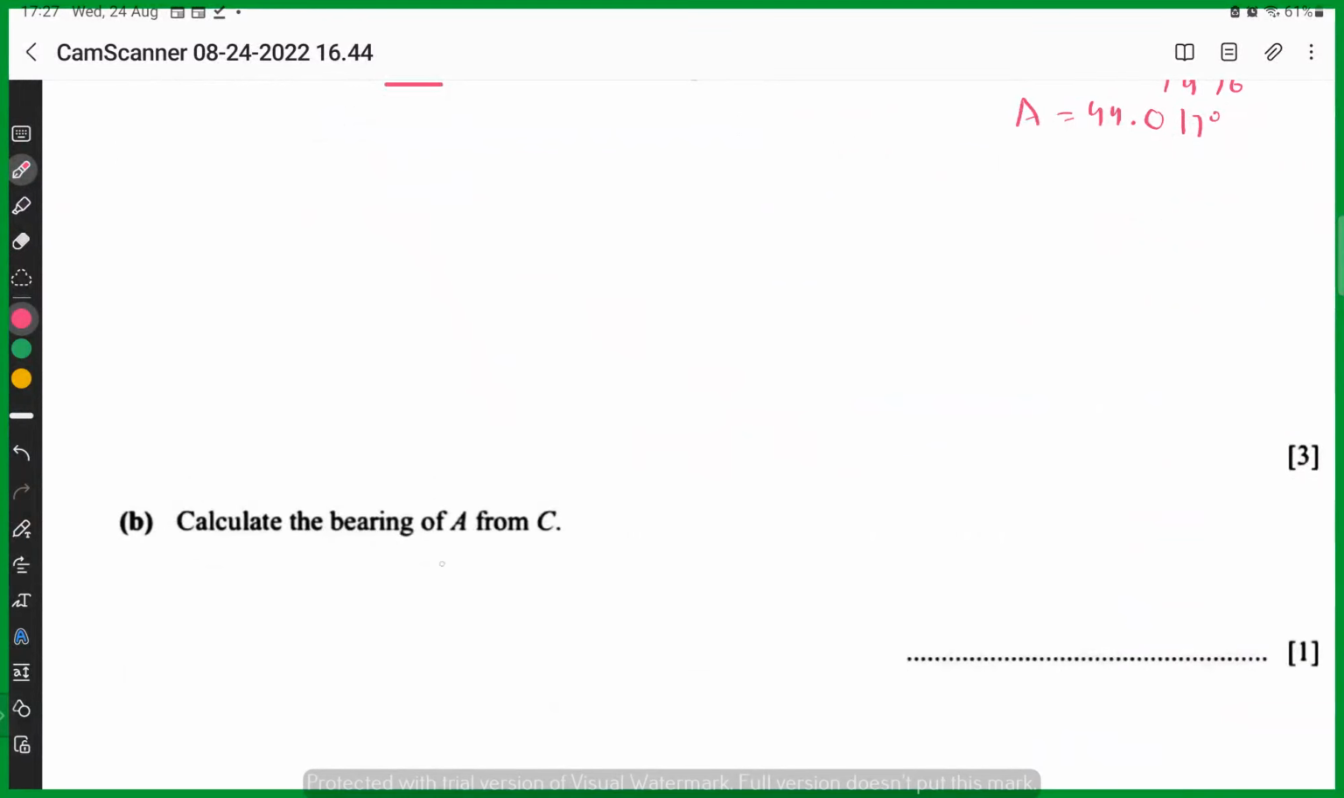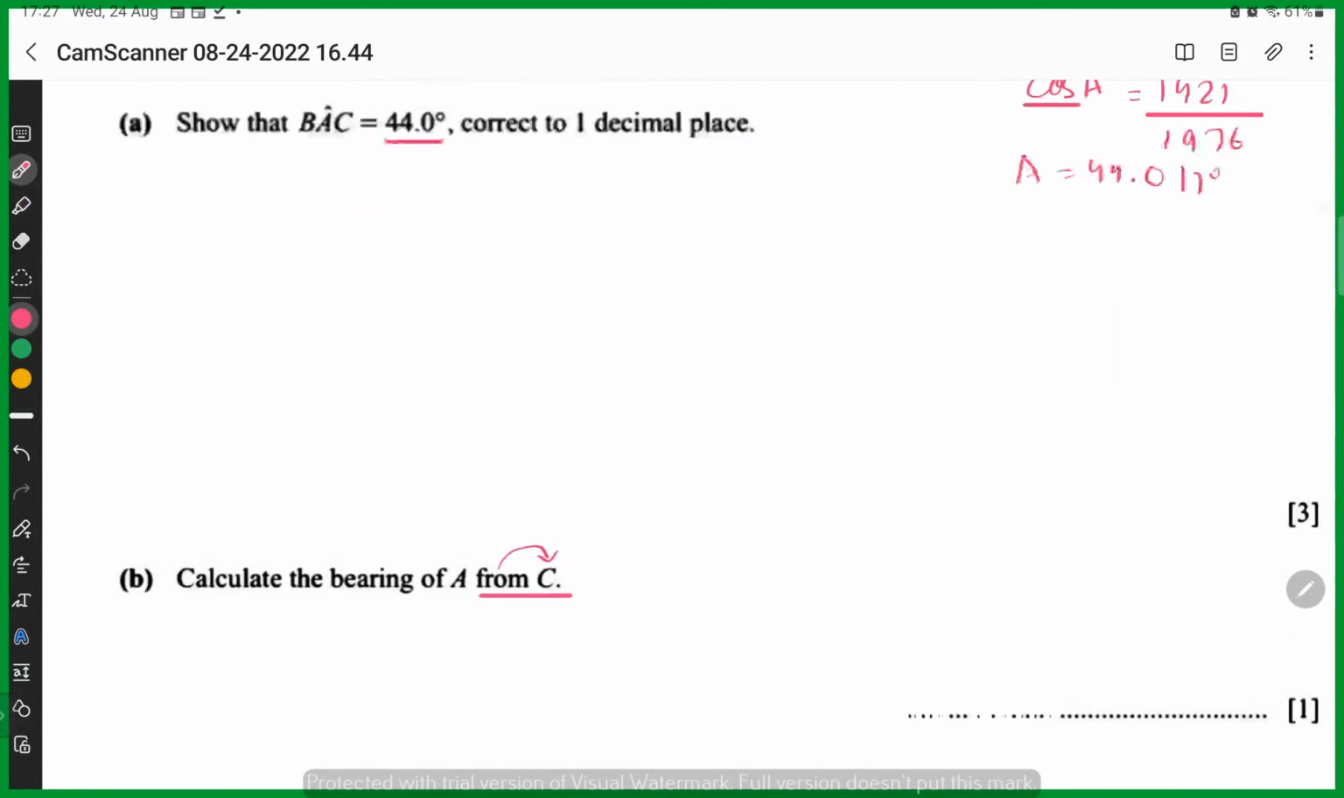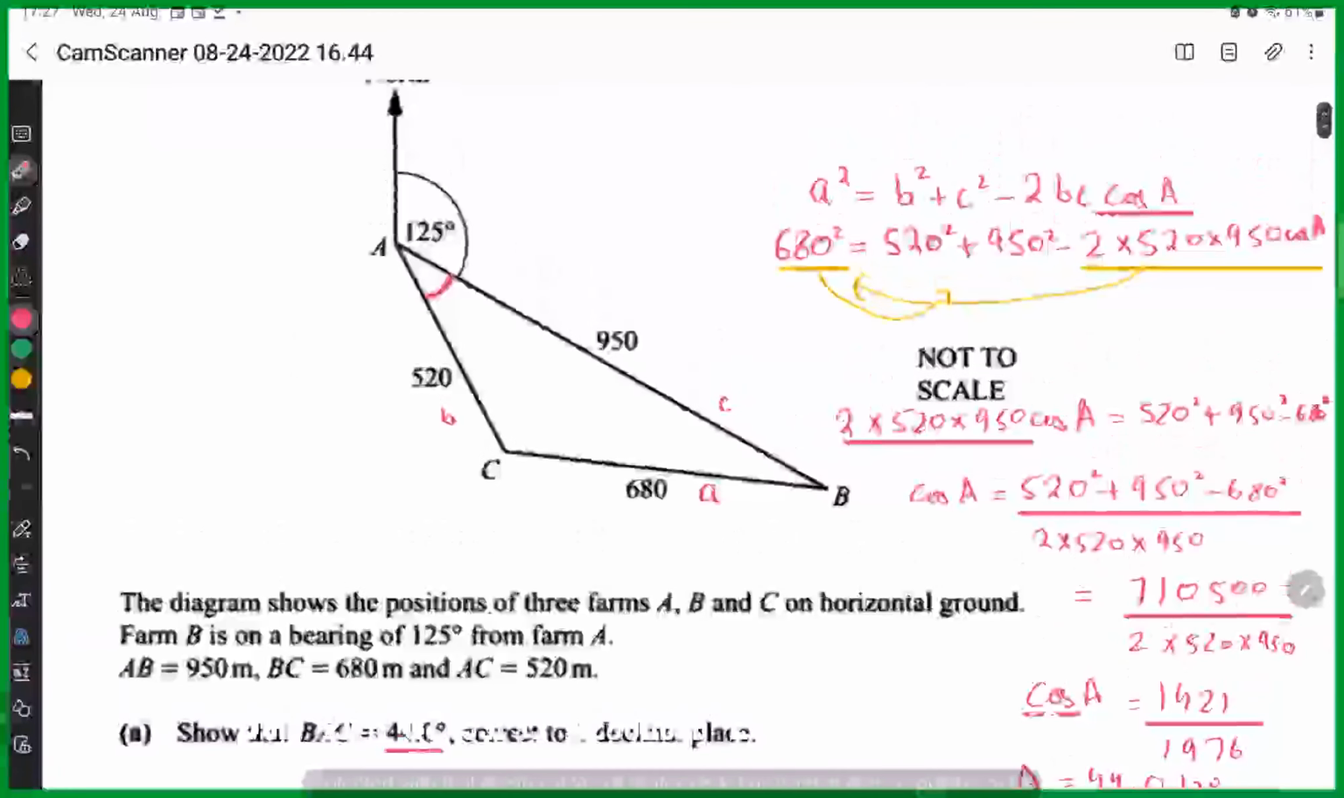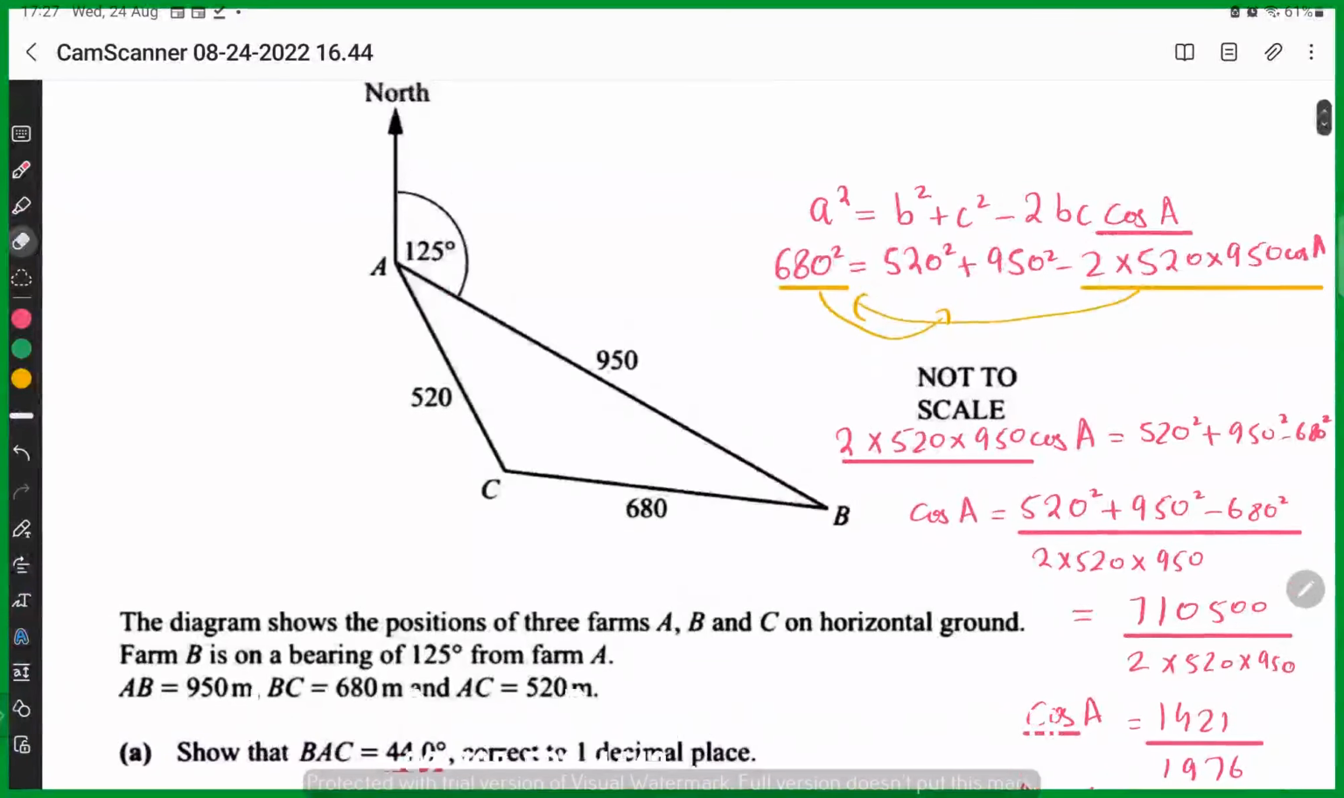Calculate the bearing of A from C. After the word from, we have this C. Where is C? Let me just erase this now because we are done with this. Where is C? This is C. At this point, I need to make a straight vertical line, and this is my north. Now you can see we have a north on A, and I made another north on C. You can have infinitely many norths. It totally depends upon the question.